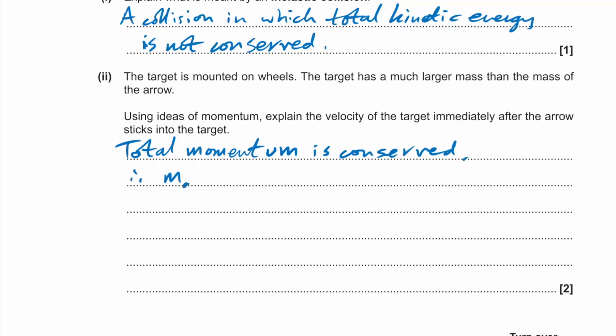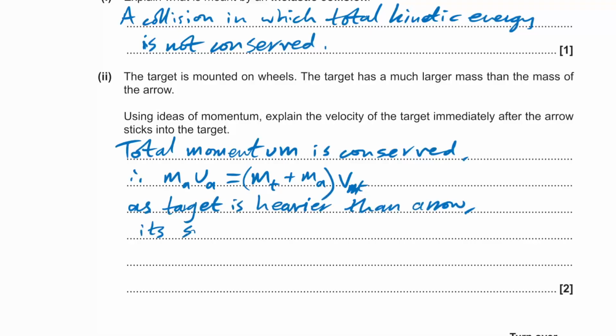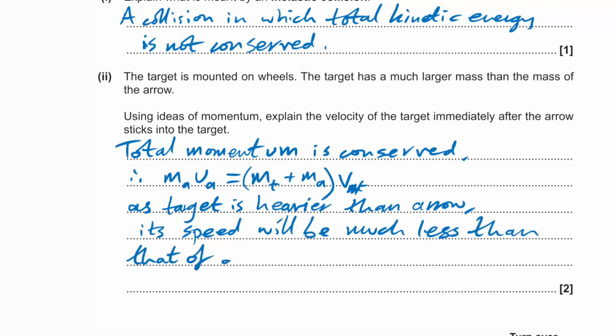Therefore, mass of the arrow times the speed of the arrow is then going to be equal to the mass of the target. Okay, we should probably add on the mass of the arrow as well because it's now stuck in it, times the speed of the arrow and the target together afterwards. There we go. We can just say v of the target there. Right, so as target is heavier or has a larger mass, its speed will be much less than that of arrow to begin with.